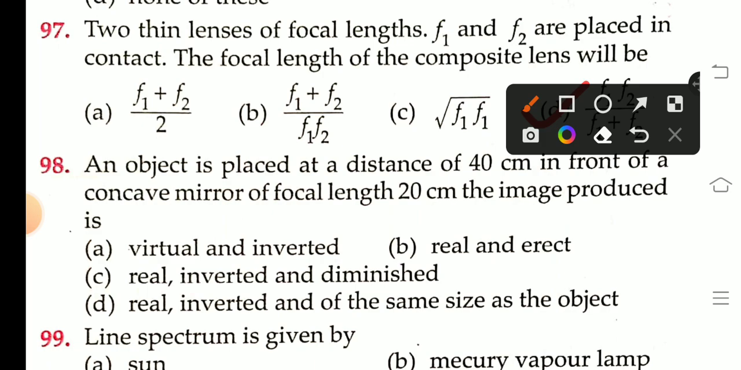Next, an object is placed at a distance of 40 cm in front of a concave mirror of focal length 20 cm. The image produced is. Right answer will be option D. Real, inverted, and of the same size as the object.